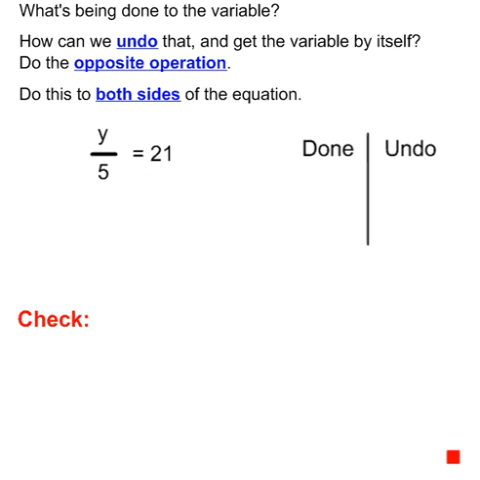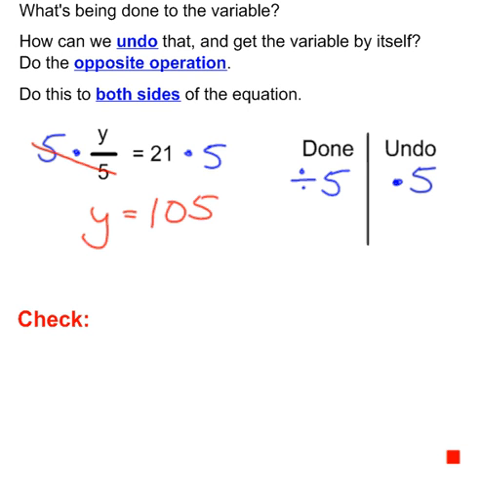Here's one with division. This means y divided by 5 equals 21. So what's being done to the variable is we're dividing by 5. And so to undo it, we're going to multiply by 5. Whatever we do on one side, we're going to do on both sides of the equation. So it's like this. These two 5s cancel out, and I wind up with y equals 105.